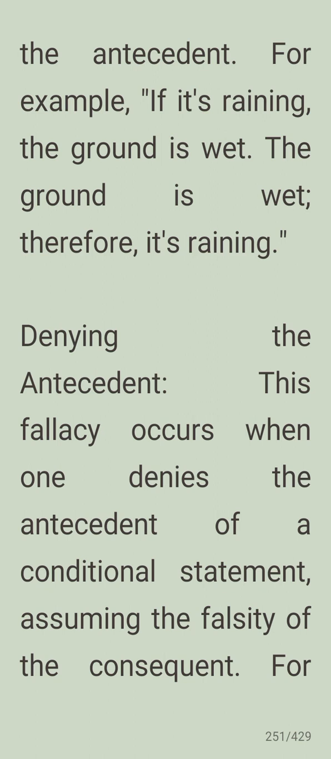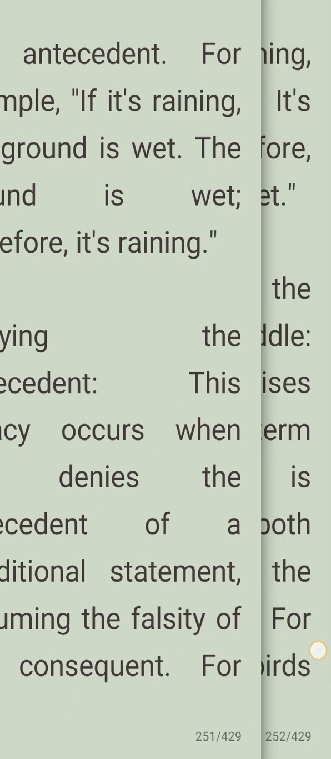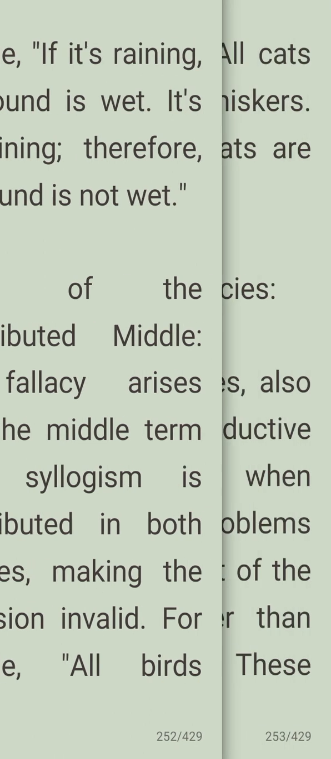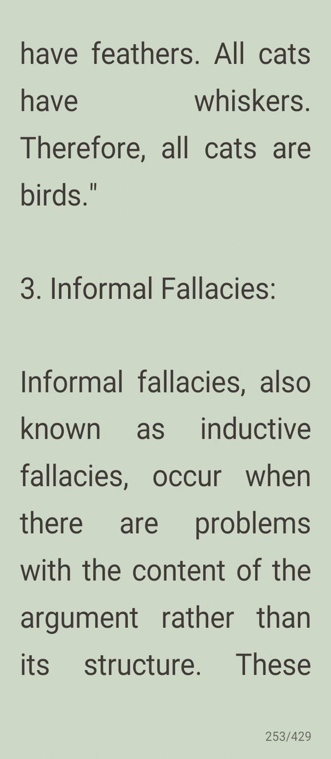Then denying the antecedent. This fallacy occurs when one denies the antecedent of a conditional statement, assuming the falsity of the consequent. For example, if it's raining, the ground is wet; it's not raining, therefore the ground is not wet. And fallacy of the undistributed middle. This fallacy arises when the middle term in a syllogism is undistributed in both premises, making the conclusion invalid. For example, all birds have feathers, all cats have whiskers, therefore all cats are birds. That doesn't make sense.